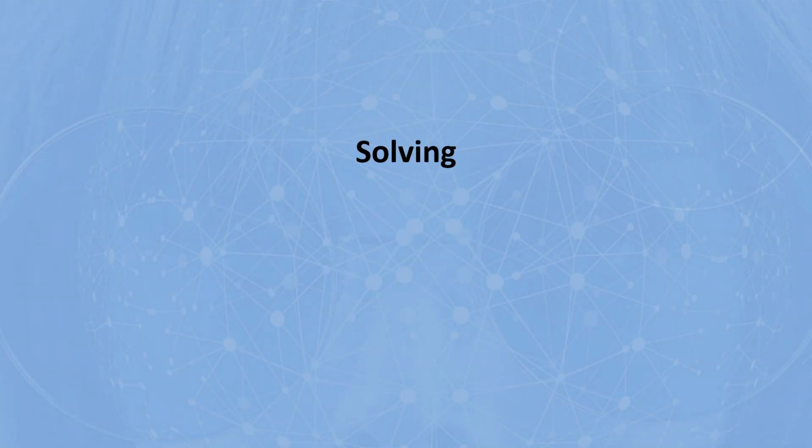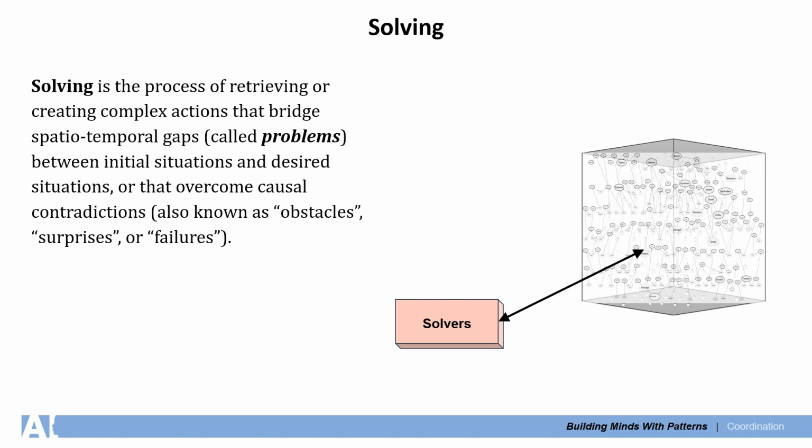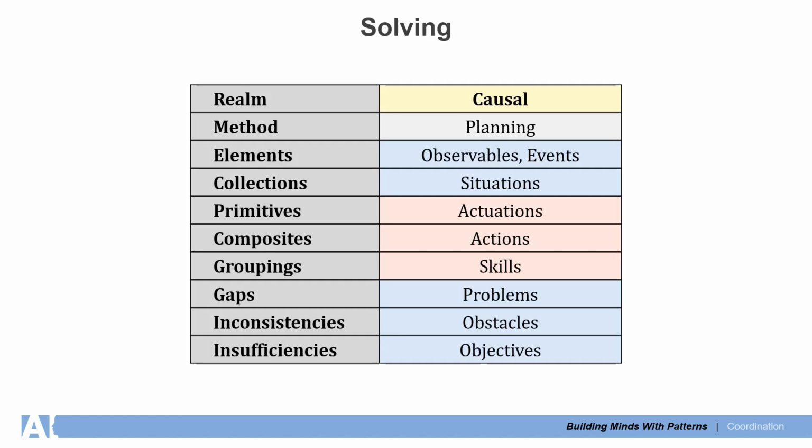Solving. Solving is the process of retrieving or creating complex actions that bridge spatiotemporal gaps, called problems, between initial situations and desired situations, or that overcome causal contradictions, also known as obstacles, surprises, or failures. Solving occurs in the causal realm.